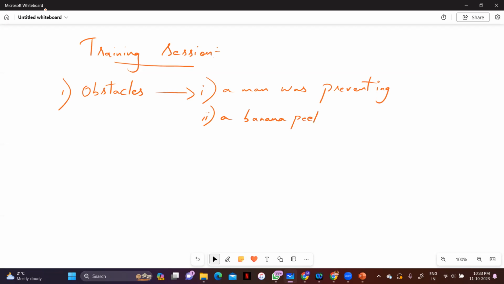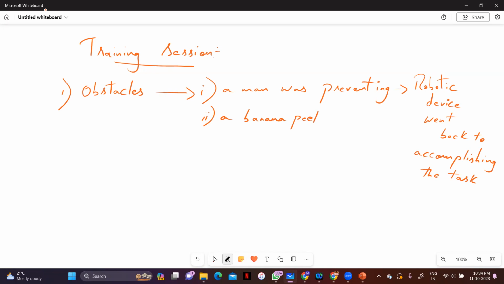And when these obstacles were given, what happened here? When the man was preventing it, the robot never left it the same way. What was the outcome? Even after the man prevented the robotic device from picking up the box, the robotic device went back to accomplishing the task. So that is what is needed. That is what training and testing sessions are for.